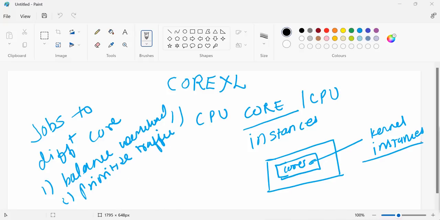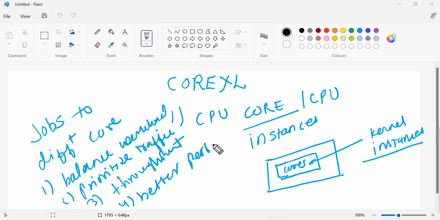What else? What will the cores do? What else can it do? Does it increase your throughput? Yeah, right. Better performance. What else? More calculations, of course. So having this feature in place is best or no? Yeah, it's of course best, right?